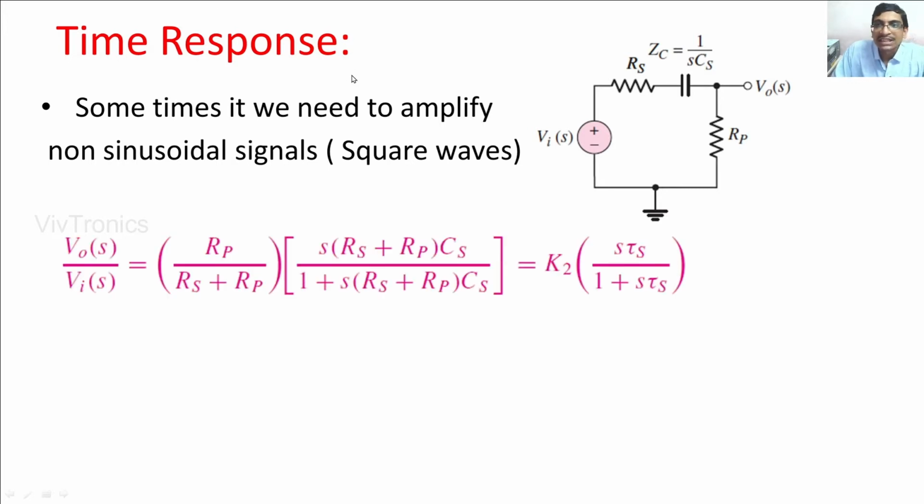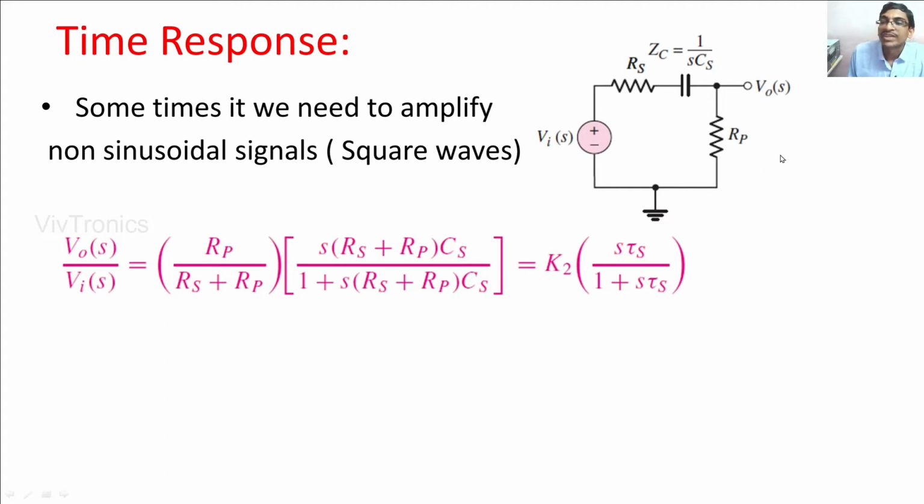Okay, let us see the voltage transfer ratio, or the gain, of this circuit. Here Vi(s) and Rs are the source and its source resistance, and Zc is the coupling capacitor reactance, which is equal to 1/(sCs) in the S domain, and Rp is the parallel resistance that is in parallel with the output. So the voltage across Rp is the V0(s), where Vi(s) is the input signal and V0(s) is the output signal.